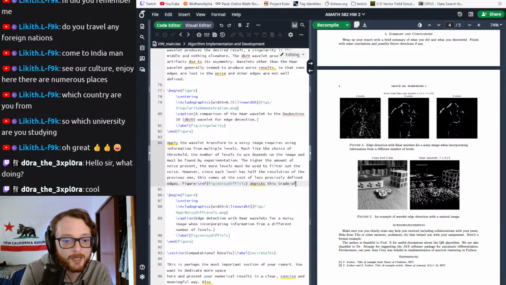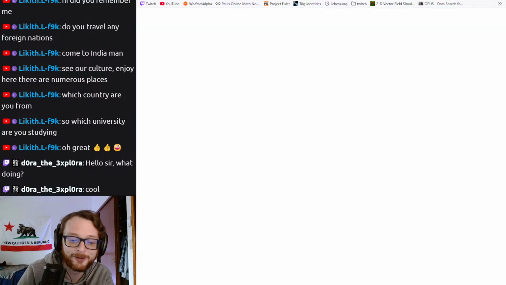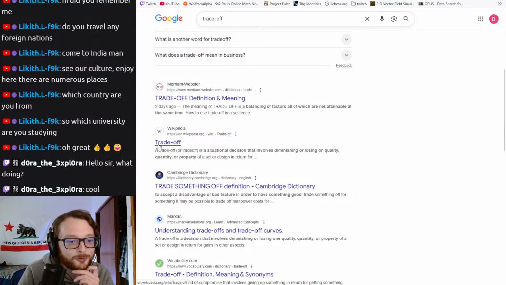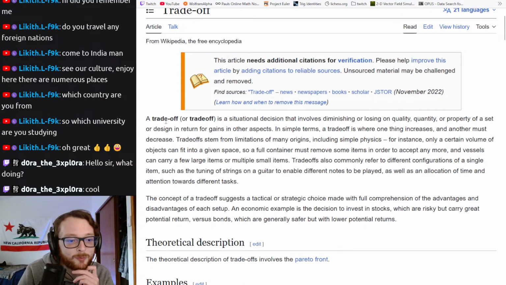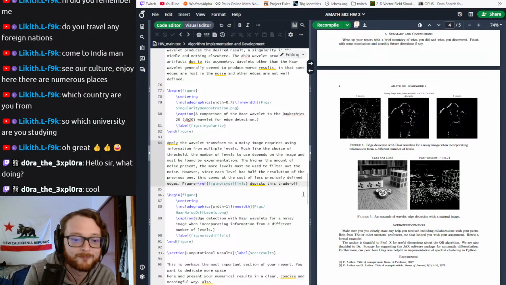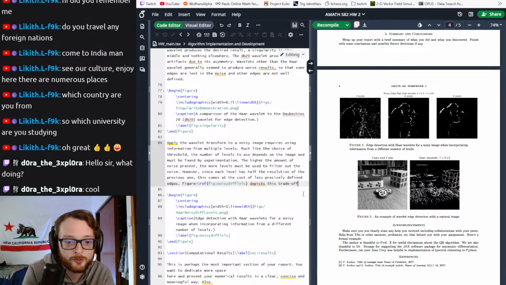This trade-off. I will hyphenate this. This hyphen is non-negotiable. I mean, do you hyphenate trade-off? I don't actually know. You don't hyphenate it? You do hyphenate it. It can be one word? No. I'm using a hyphen. Depicts this trade-off.